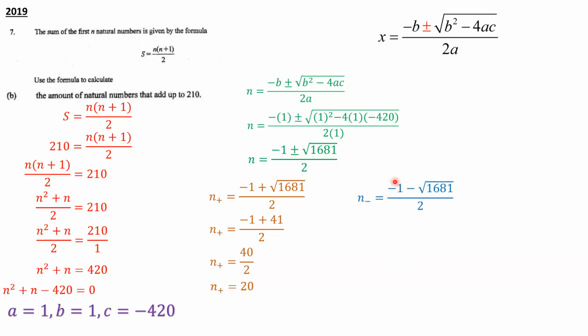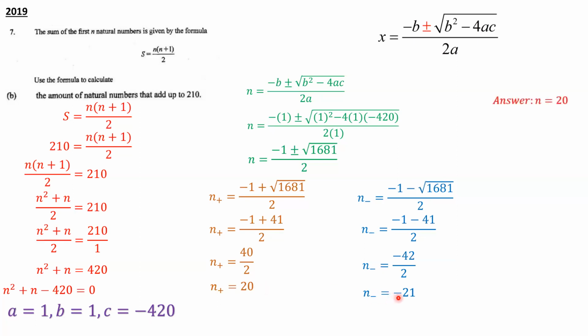Now we're going to do n negative. What is n negative? Well, that's negative 1 minus the square root of 1,681 all over 2. So what are we going to do in this case? Well, we have the square root of 1,681, which is 41. And then we have negative 1 minus 41, which is going to be negative 42 all over 2. All right. And so negative 42 divided by 2 is going to be negative 21. And so that means that the values of n that satisfy this equation are 20 and negative 21.